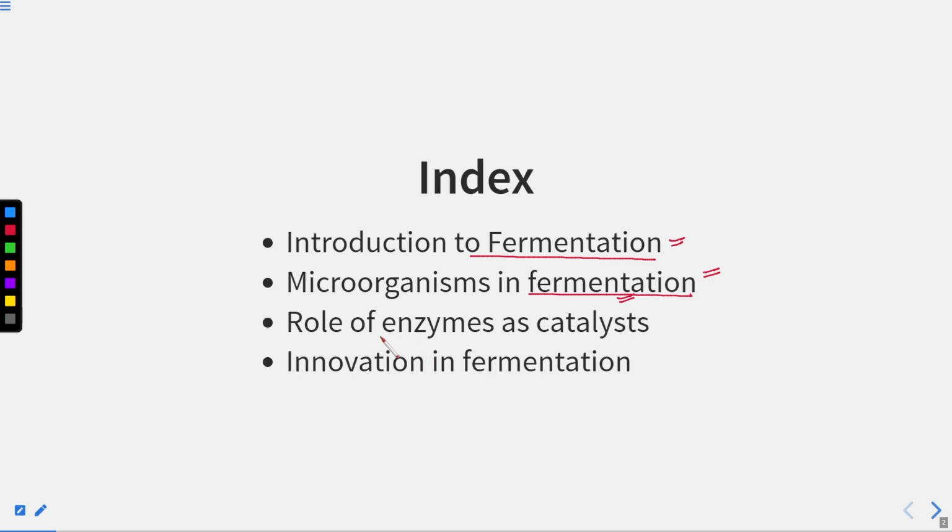And there are some enzymes that are required for the process of fermentation, so that enzyme we are going to study about. There are some innovations in fermentation also, so that also we are going to cover in this particular session.